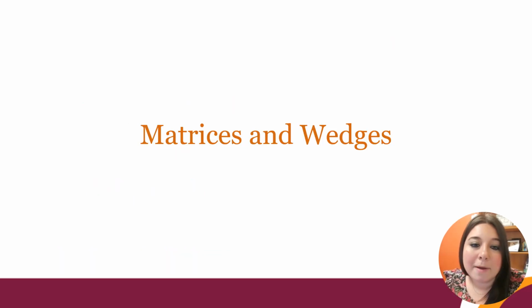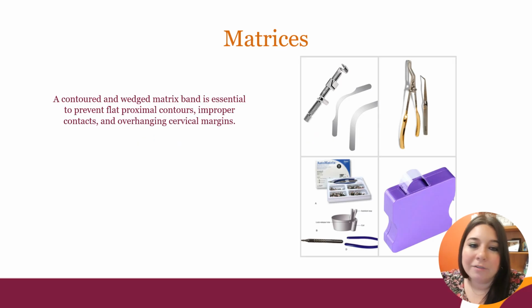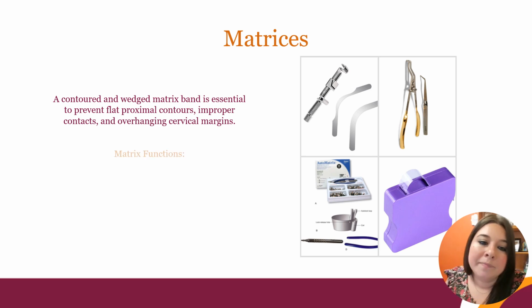Next, we're going to talk about matrices and wedges. Alright, so a contoured and wedged matrix band is essential to prevent flat proximal contours. We want them to be a little convex, so flat, not good. It should come a little bit out so that when we're flossing, the floss has some resistance to it. It also prevents improper contact and overhang as well.